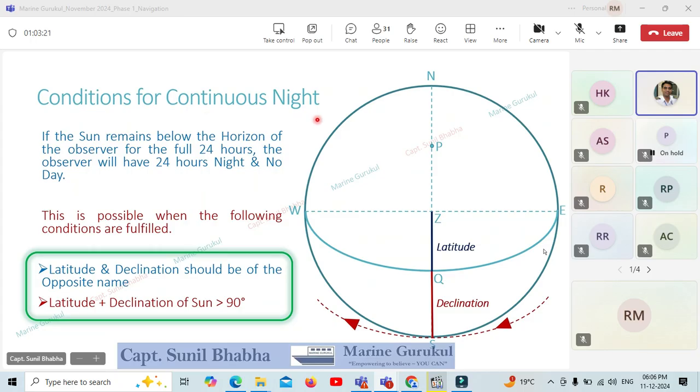Whenever the sun has a northerly declination, in that scenario, the south pole has a continuous night or a 24 hours night, because lat and dec are of opposite names and the latitude plus declination is greater than 90. The same thing happens when the sun is having a southerly declination. There is a continuous night or 24 hours night on the north pole.